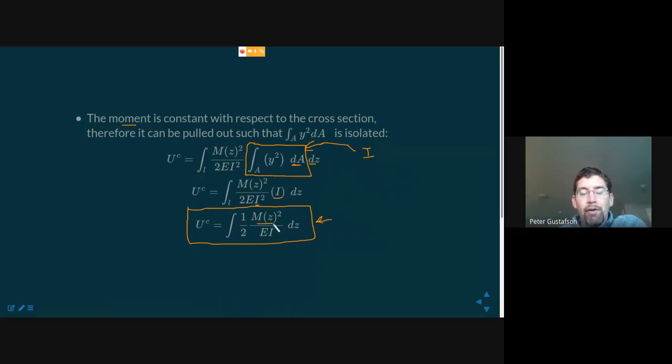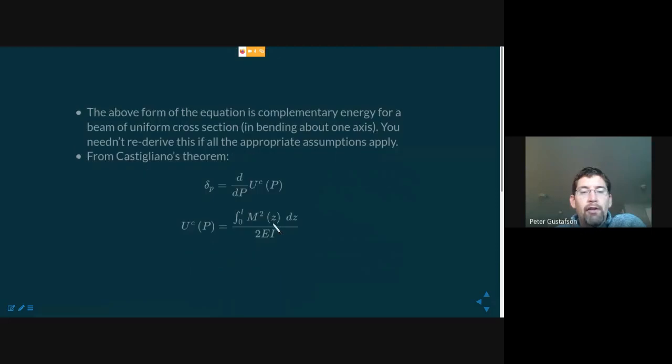Now it's a function of moment. Of course, we still need to know what that moment is, and we'll get back to that in a minute. Let me know if I'm moving too fast. I'm not seeing any questions coming across, so I'm going to keep moving ahead. That, as I mentioned, is complementary energy for bending about one axis. You don't need to rederive it if the appropriate assumptions apply. You could add another term if you had bending about two axes. Not terribly complex.